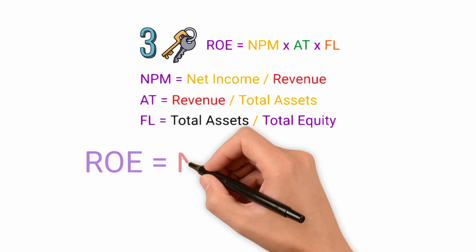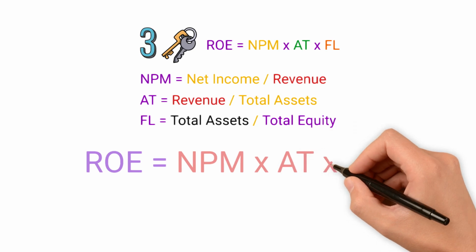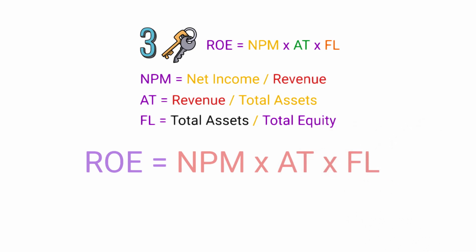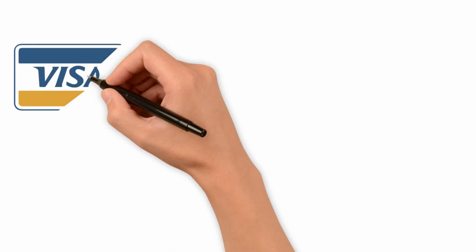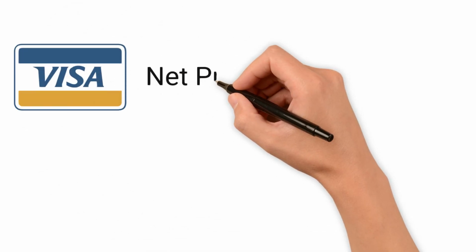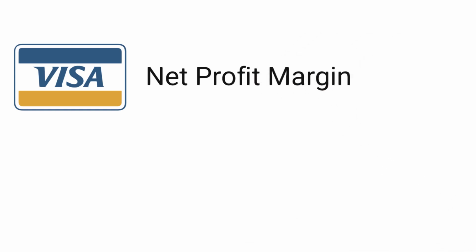The formula for calculating return on equity using the DuPont analysis is, as a reminder, return on equity equals net profit margin times asset turnover times financial leverage. So let's use Visa as an example, using September 22 numbers. Everything will be in millions.